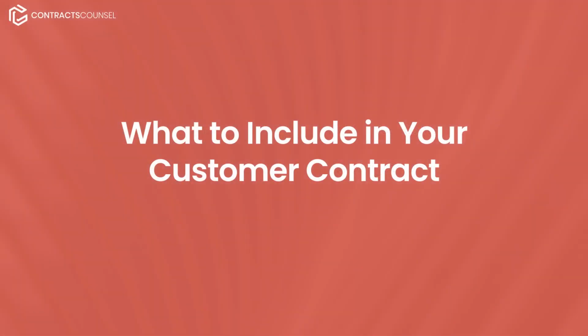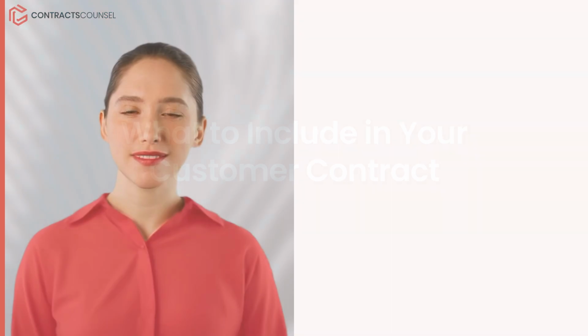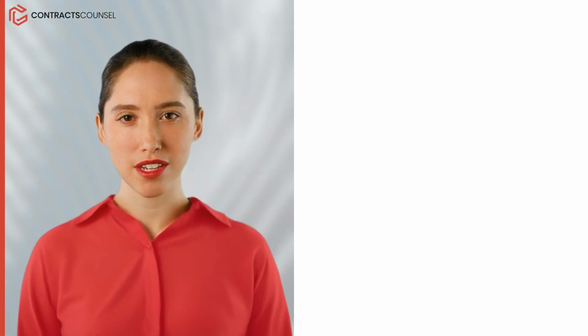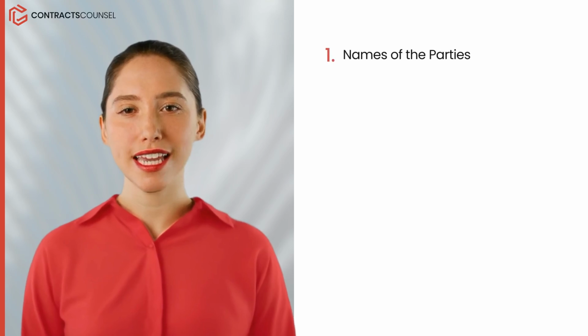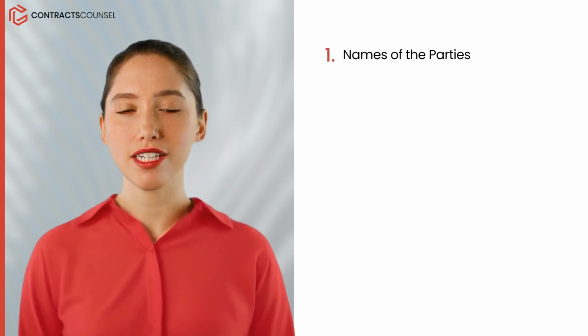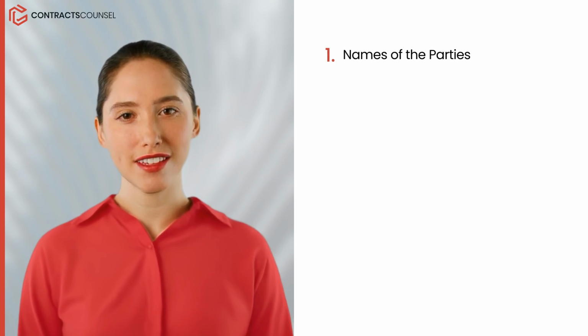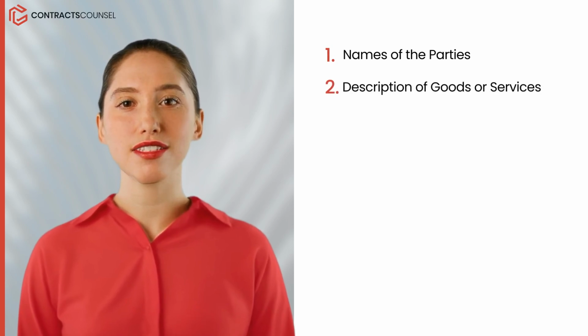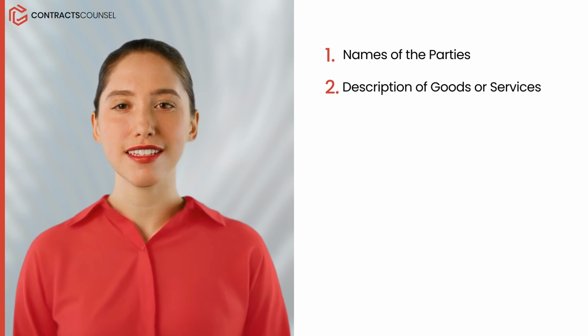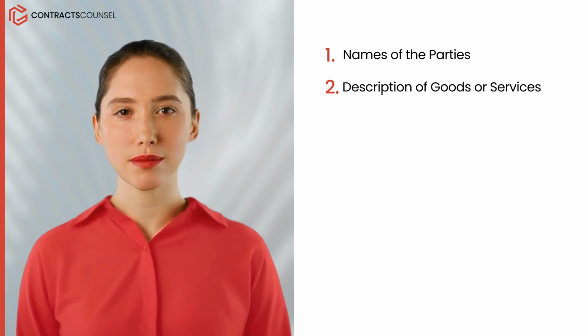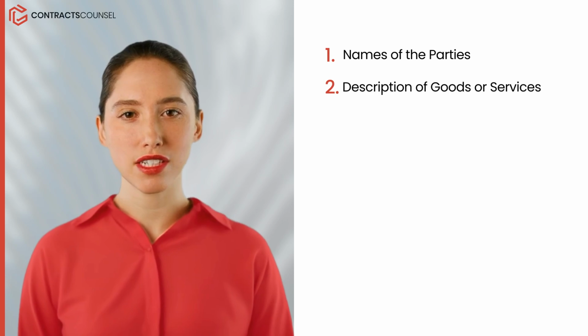What to include in your customer contract? There are common terms used in customer contracts. Here are some you will find. 1. Names of the parties. The agreement includes the legal names of the business and the customer. 2. Description of goods or services. This section describes the products or services being provided in detail to set expectations.